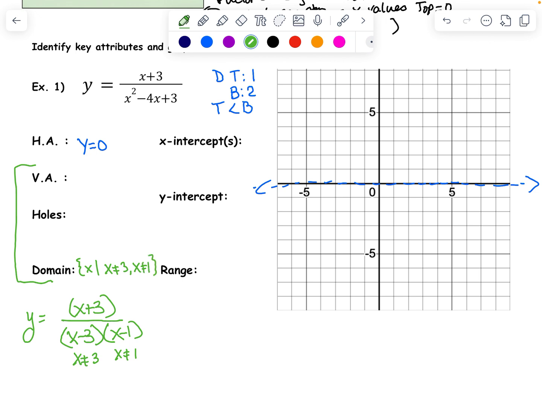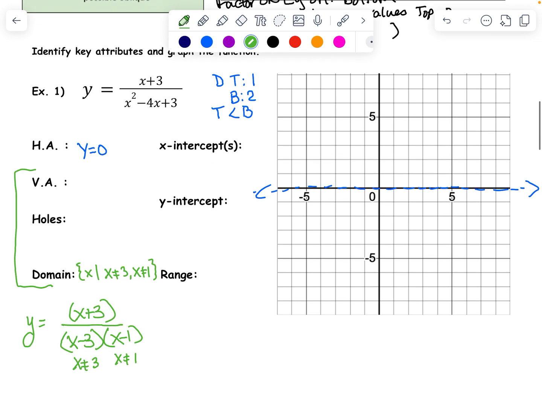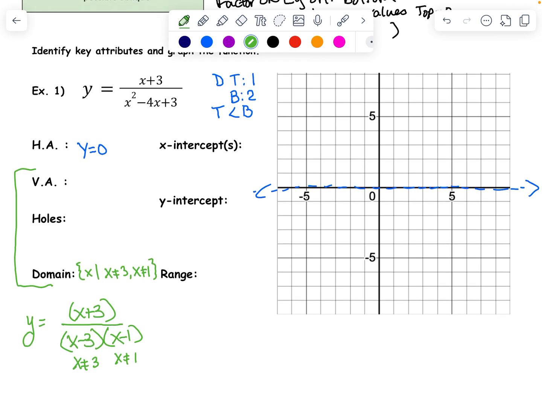Okay, well, that's great. But now we have to decide if 3 and 1 are going to make a hole or a vertical asymptote. If you look right here, you can see that x plus 3 is the only thing on the top, but we don't have an x plus 3 on the bottom. So this means there are no holes. And the other two values are vertical asymptotes, because those factors are only on the bottom. So let's go ahead and put the vertical asymptotes out. So we're at 1 and 3.